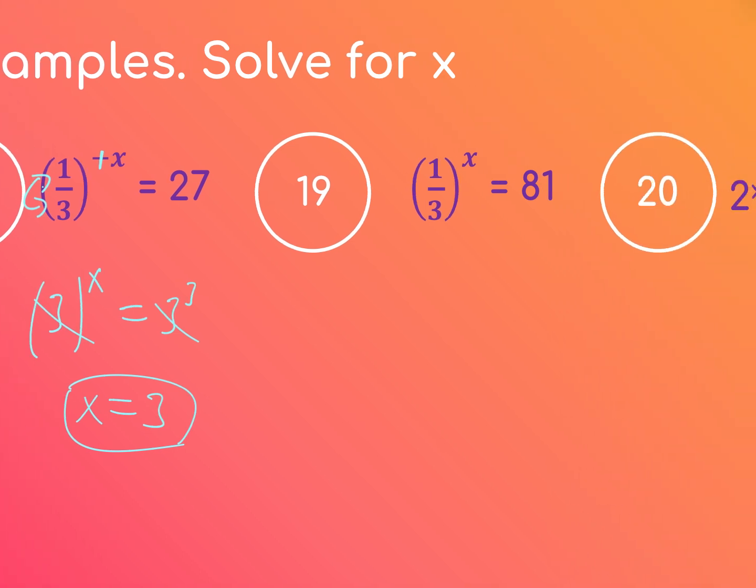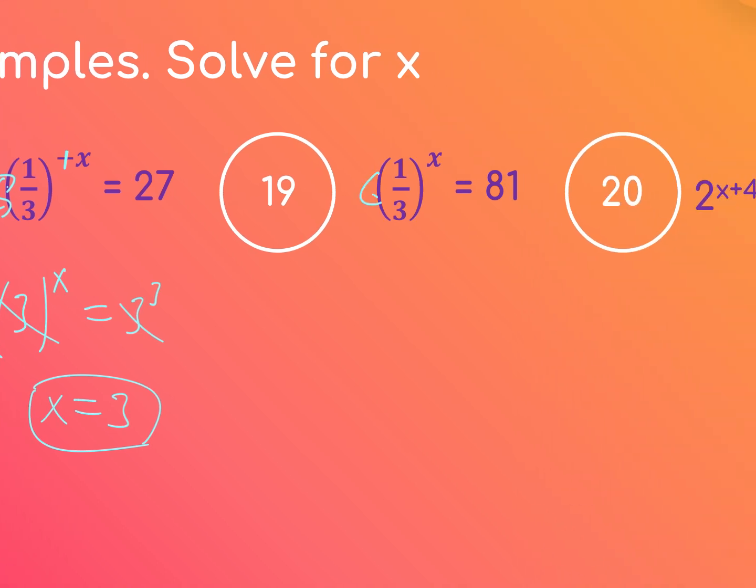All right, same thing with number 19, right? If you don't like the fraction, flip it, right? So it becomes 3, and then you can change the sign of your exponent, 3 to the negative x. And then 81 can be rewritten as a base of 3, right? And it's going to be 3 to the power of 4, right? So cancel out your bases, and then you get negative x equals 4. Divide both sides by negative 1, and you get x is negative 4.